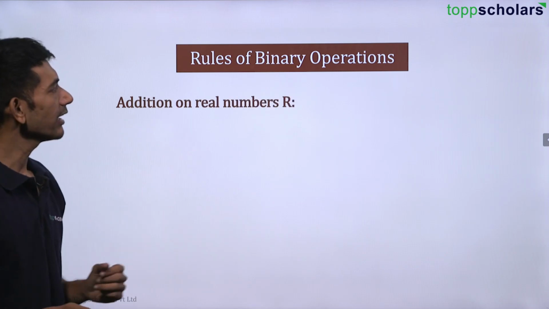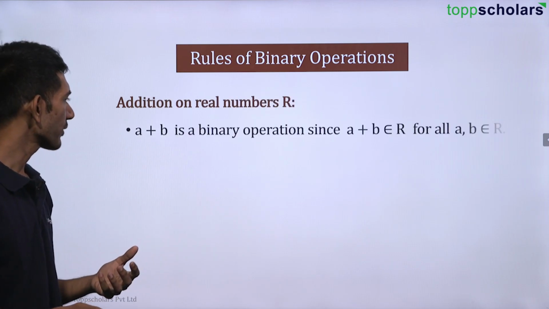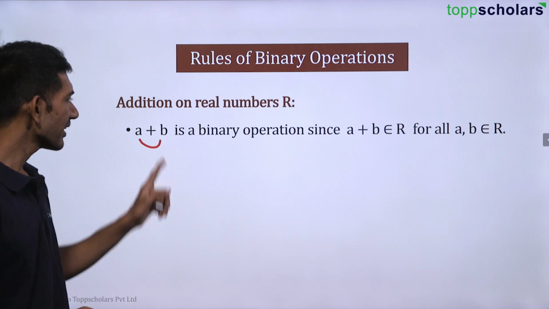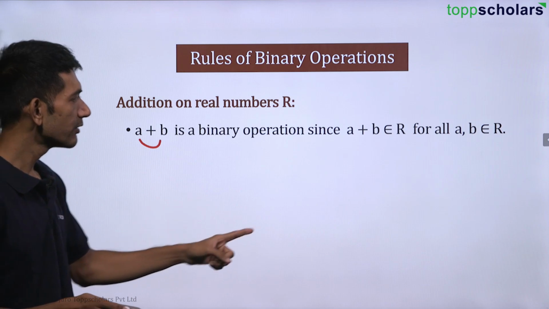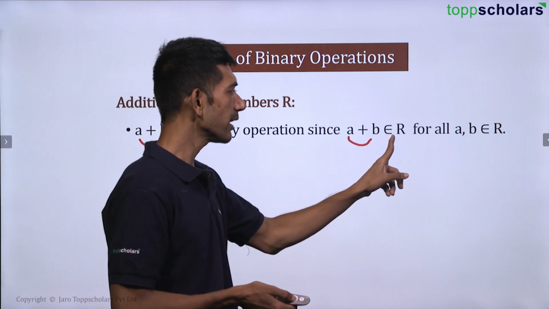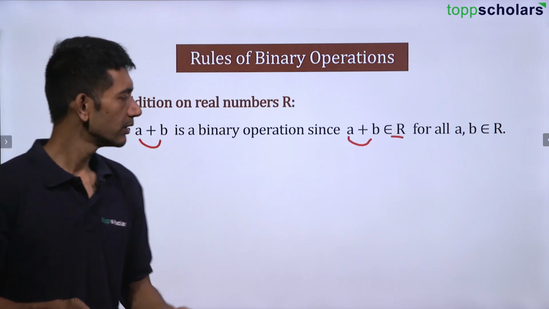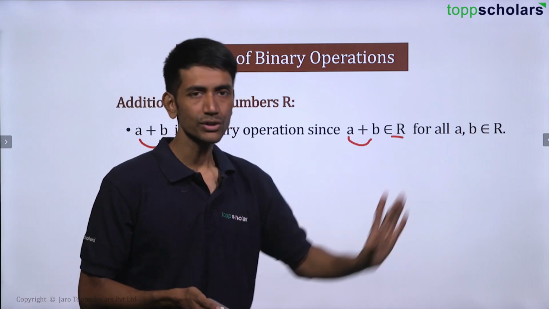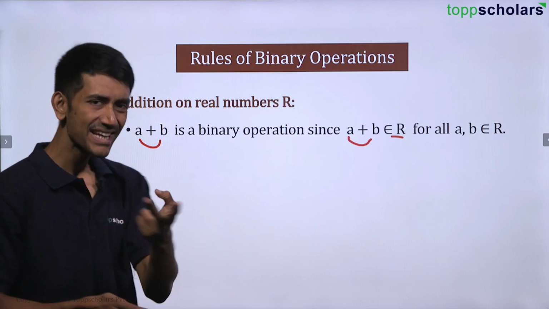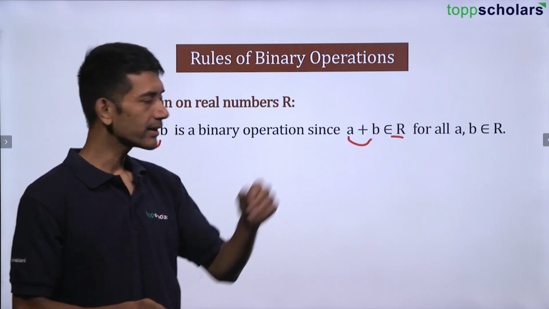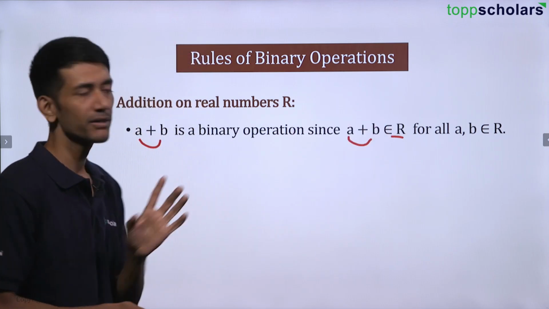So addition on real numbers. Let us talk about the rules of binary operation. So a plus b, is it a binary operation? Yes, a plus b is a binary operation. Since a plus b belongs to the set of real numbers, where all a and b belong to the set of real numbers. So if you take the set of all real numbers, and if I add any two real numbers, I am going to get a real number. So I can say that a plus b is a binary operation.